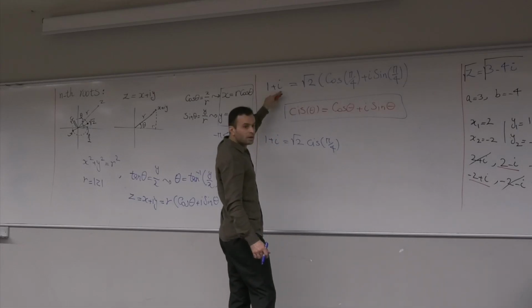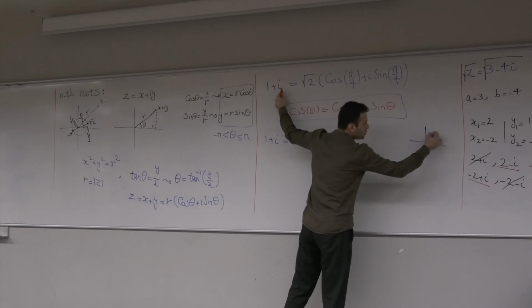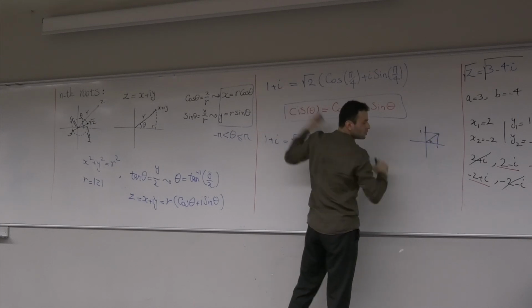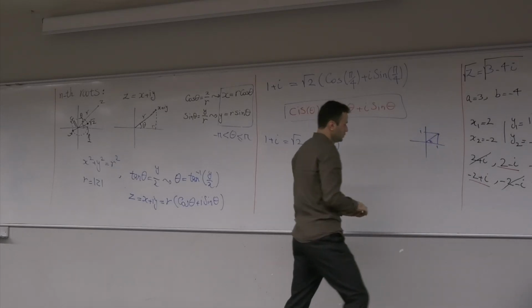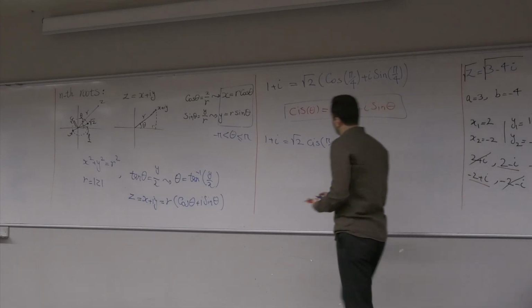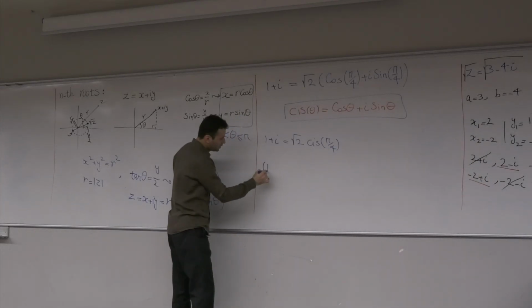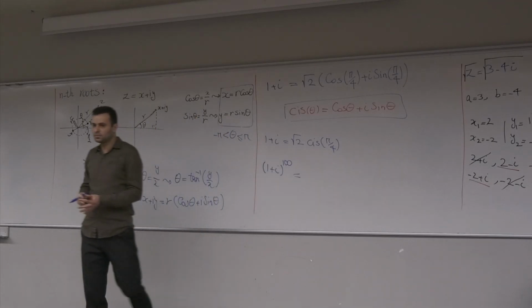Okay. What is the theta of this number? Look at it geometrically. 1, 1. So what is this angle? Okay. It is 45 degrees, right? Which is going to be pi divided by 4. Okay. If I want you to calculate this number, how can you do it?